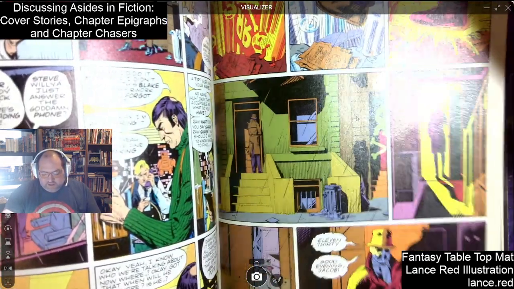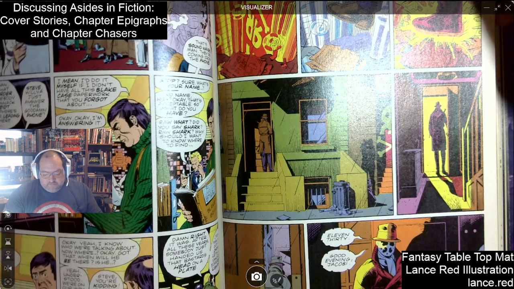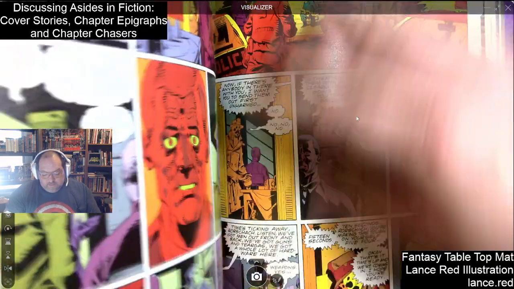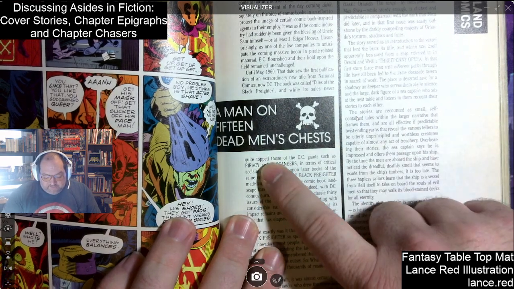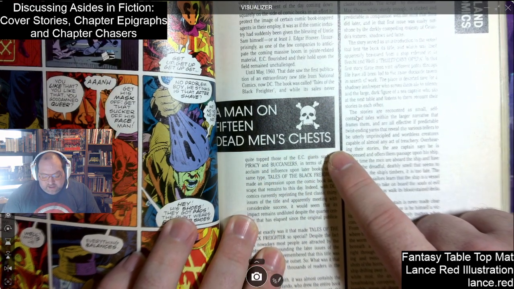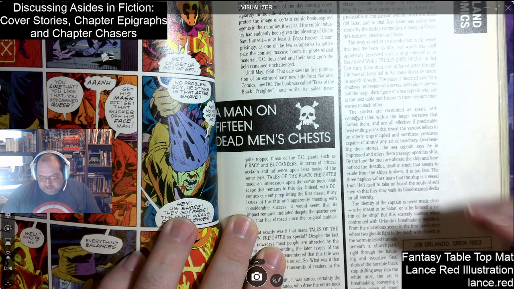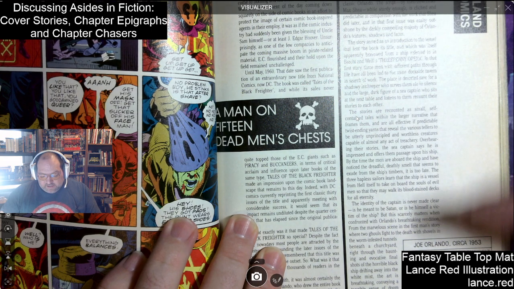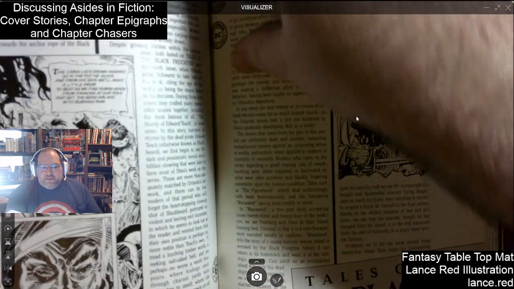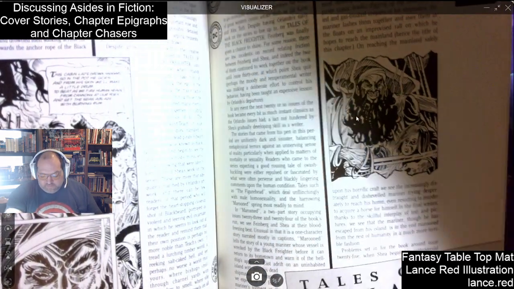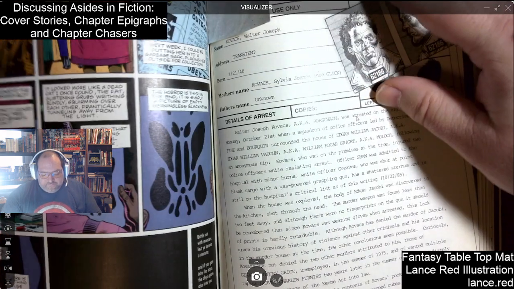So then at the end of the chapter, we get a Man on 15 Dead Men's Chest. We get a conversation, a discussion about the guy that makes the comic books and building out this world, and I think that's where it kind of builds out some of that lore.